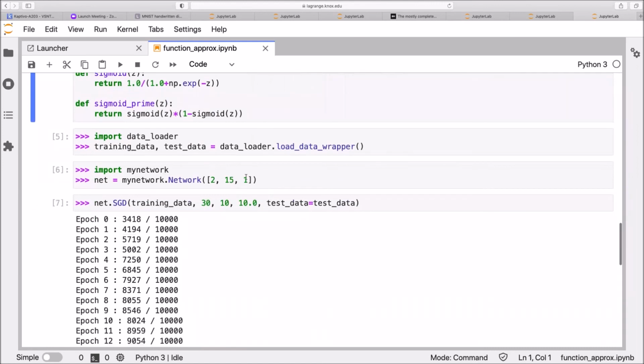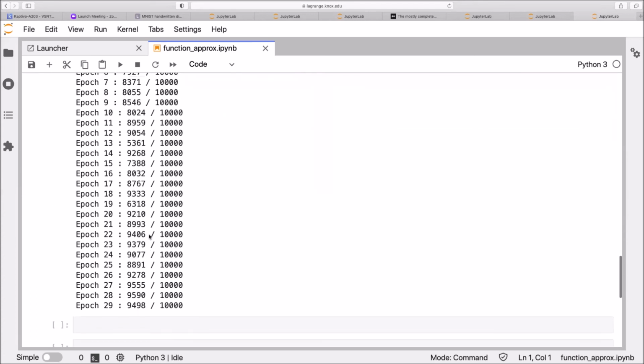We have 2 inputs for that function, x1 and x2, and we only need 1 output. And I choose 15 hidden neurons. We have 30 epochs, mini batch size 10, and a 10.0 learning rate. See, we're starting at a really bad point, we only have 34.18% accuracy. And it turns out it really starts learning. I think the highest is 95.9, so it's 96%. That means the network really understands that function, x1 squared plus x2 squared over 2, and it can give us 96% accuracy.